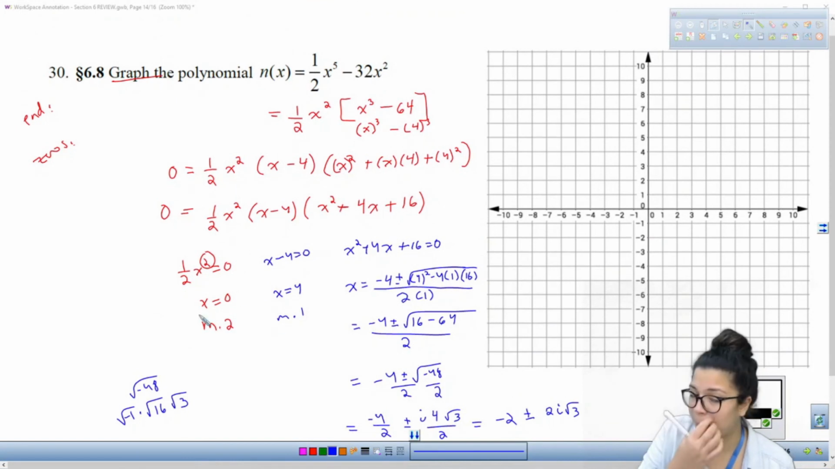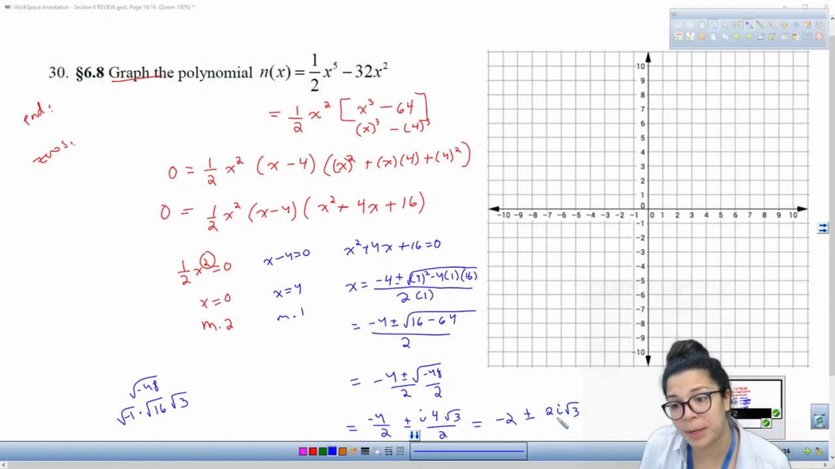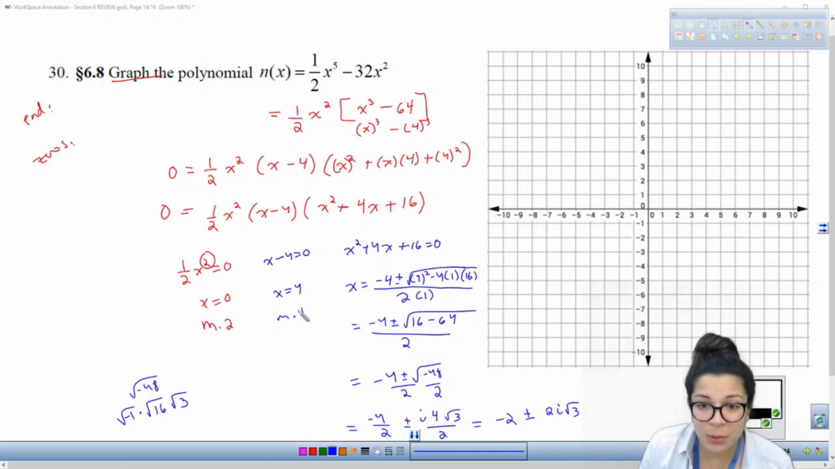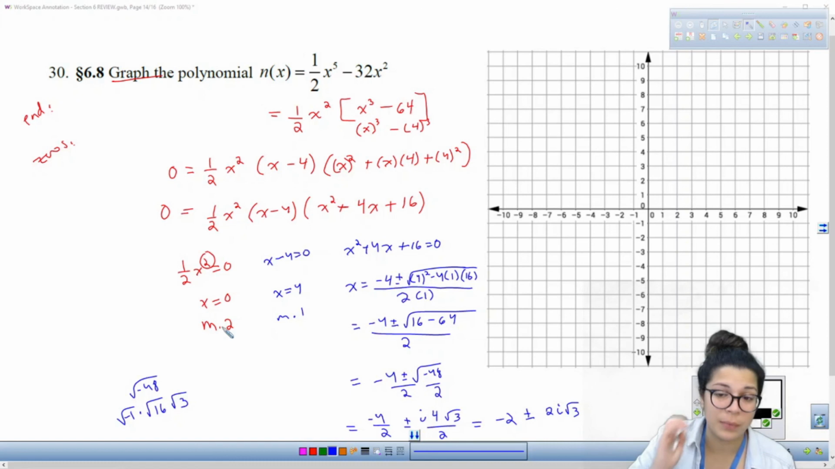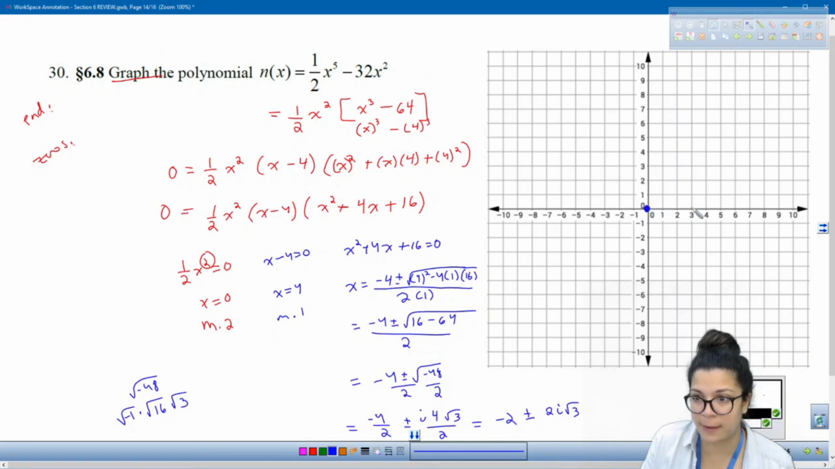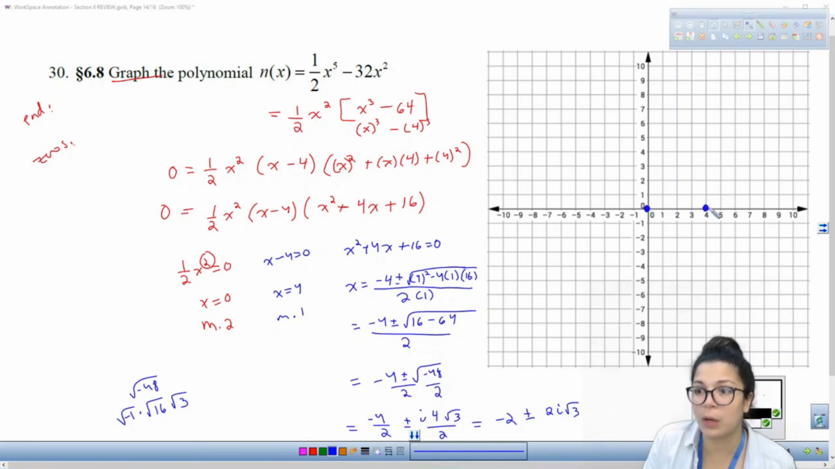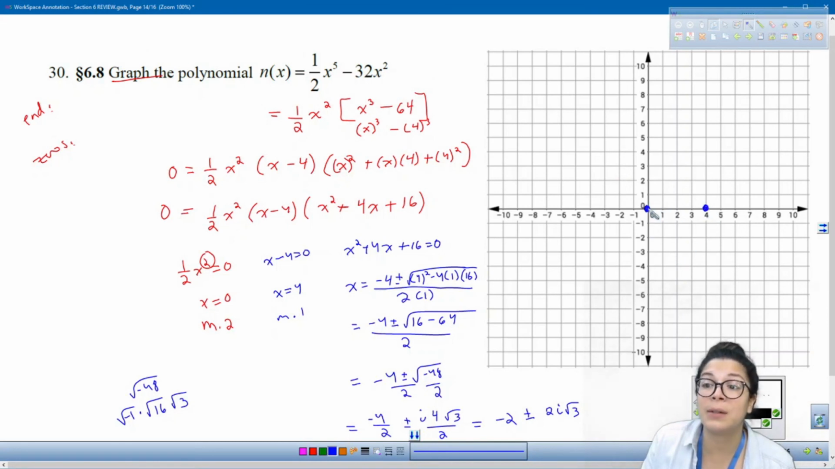But for the graphing purposes, we have 5 zeros. 2 of them are imaginary. 1 of them is real right here with a multiplicity of 1, and then 2 other zeros that are multiplicity 2. It's the same 0 twice. So that would be all 5. So we have 0 and 4 are the 2 visible zeros. But 0 has a multiplicity of 2, okay?